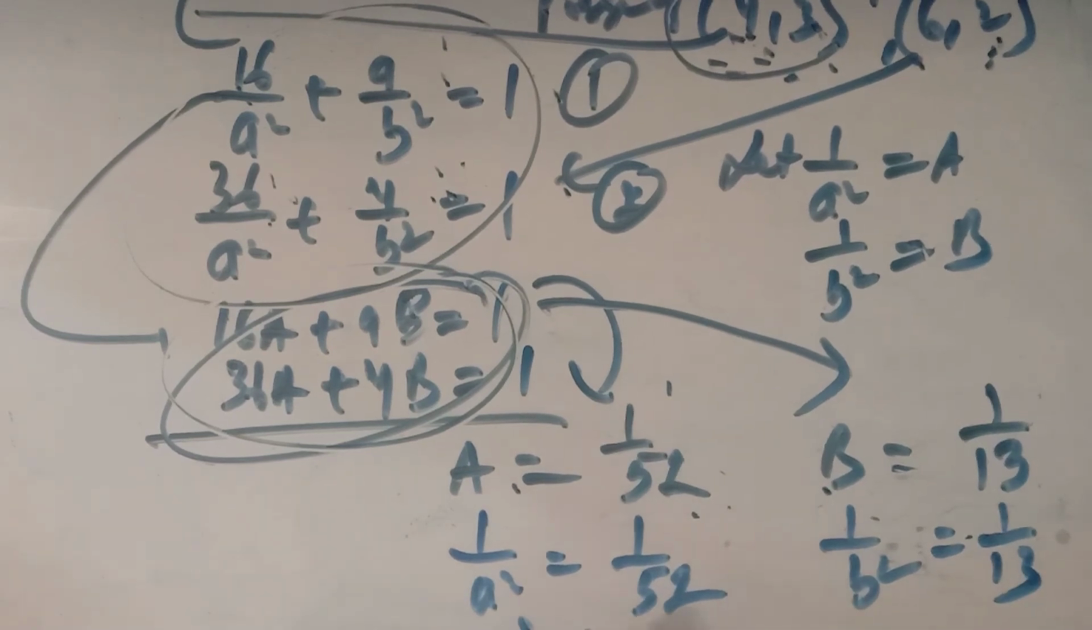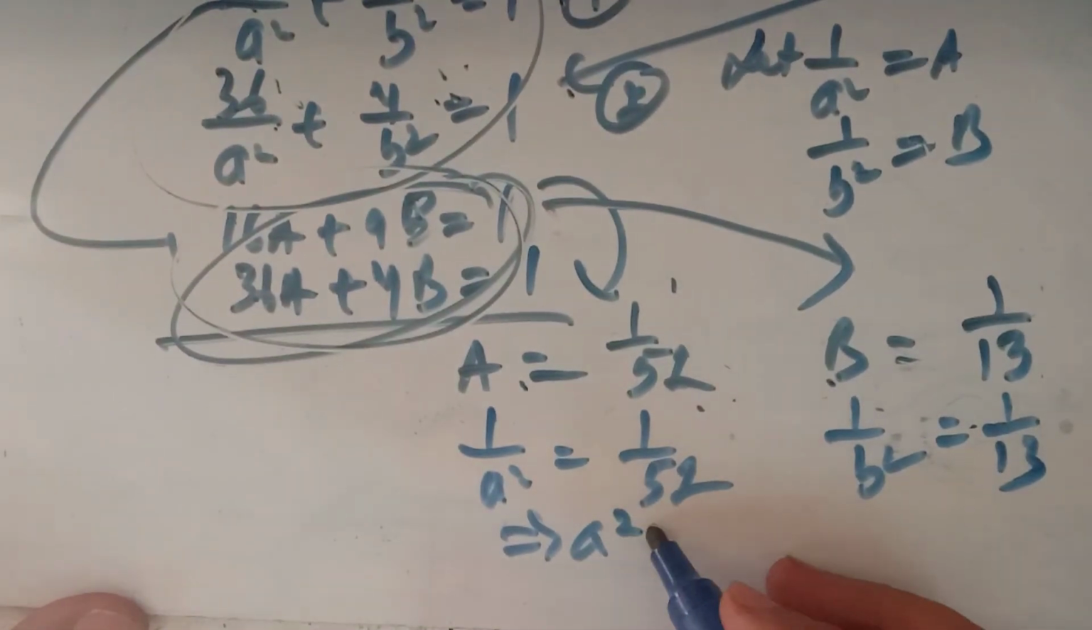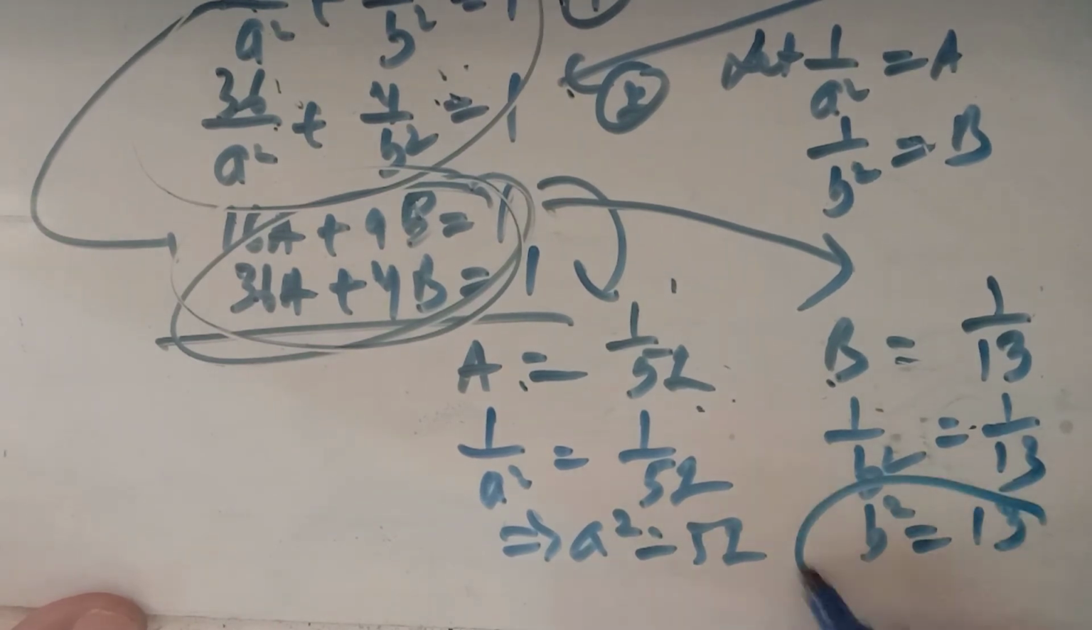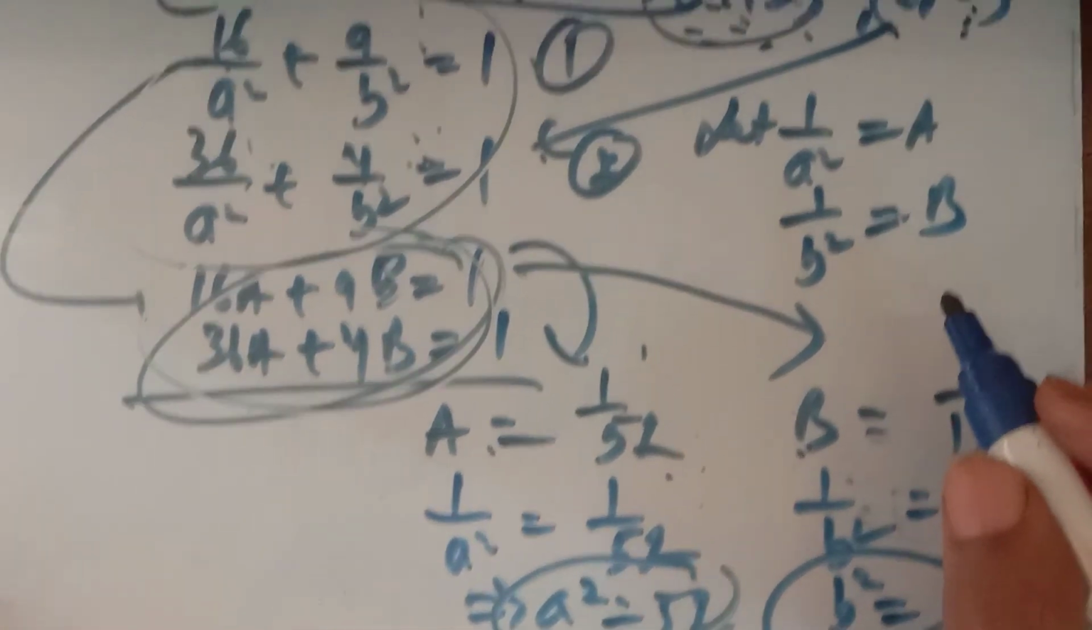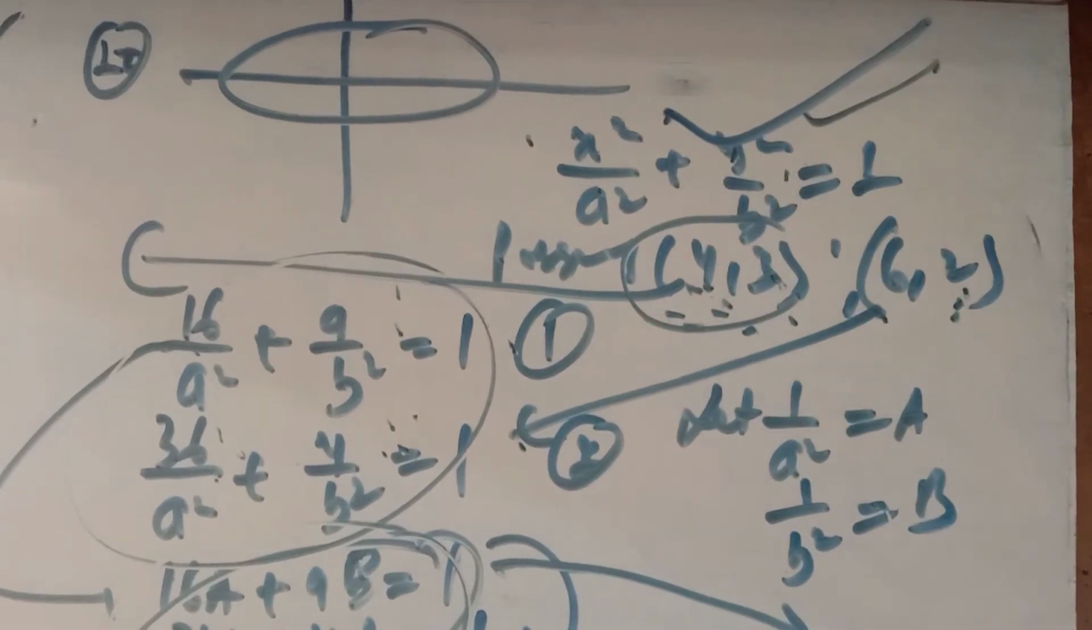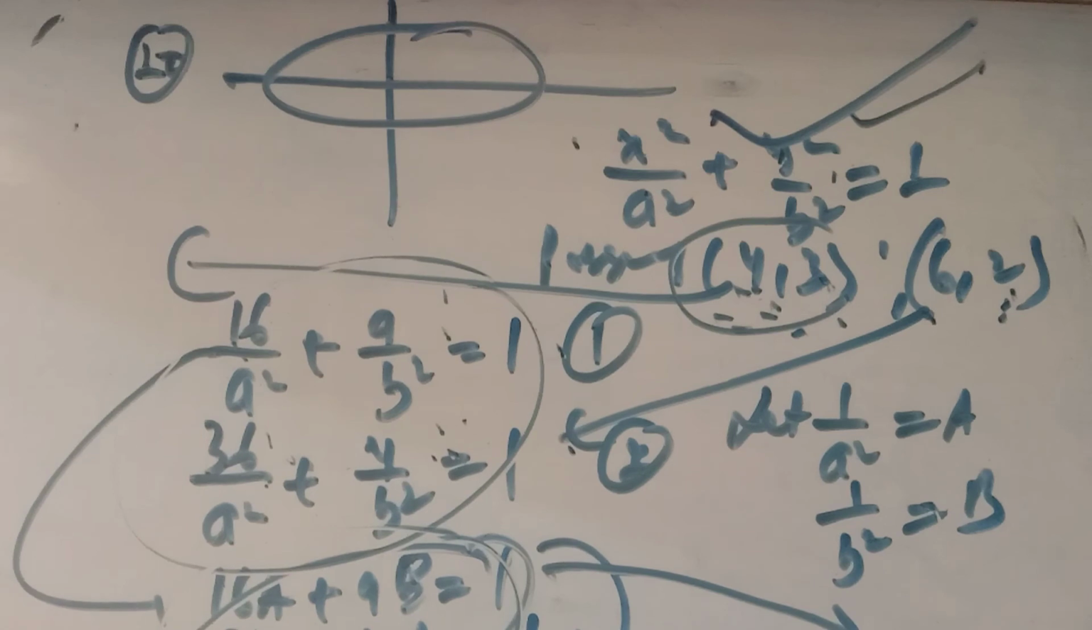So it means you are getting the value of a square as 52 and the value of b square as 13, and you put these values of a square and b square in the equation of the ellipse to get the equation of the ellipse. This is a long exercise, and you should take your own time to do this type of question, but it is an easy exercise. You can do it easily.